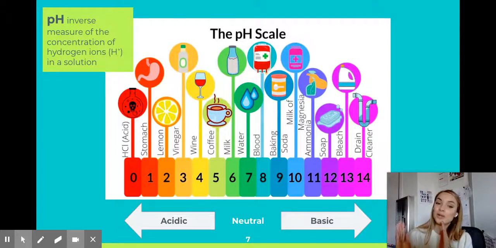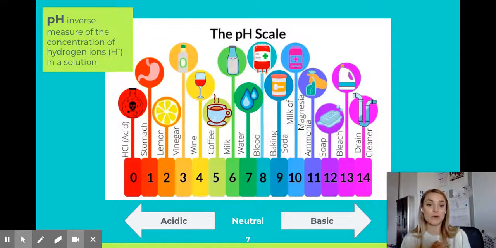If we go slightly below water, we have milk. Milk is slightly acidic. We might not think of it as something acidic, but it has a higher concentration of hydrogen ions than water. If you look over at number 12, like I said, soap is basic. And a little bit more basic than soap is bleach. If we jump down to our acid end, at number 3, we've got vinegar. Number 2, we've got lemon juice. And number 1, we have stomach acid.